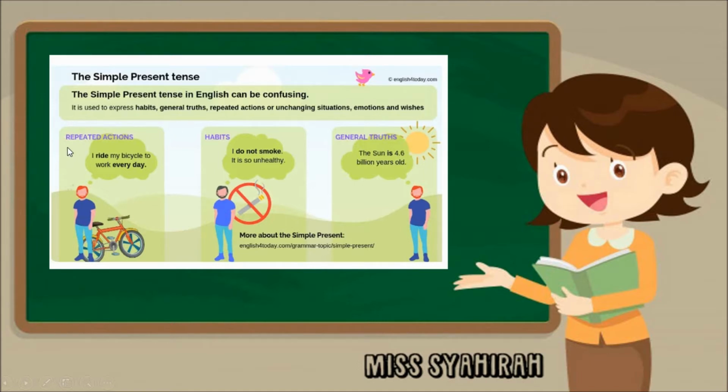For repeated actions, for example, I ride my bicycle to work every day. This is something that you always do. I ride, not I am riding. And then for habits, I do not smoke. It is so unhealthy. So it is a habit or also a fact about you. General truth: the sun is 4.6 billion years old. This is also a fact about the sun. Shouldn't be a problem, right?